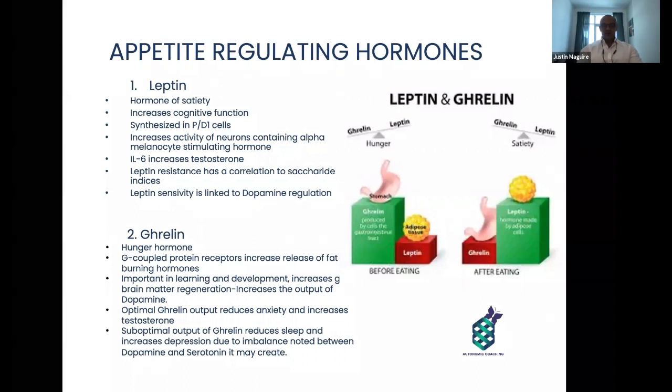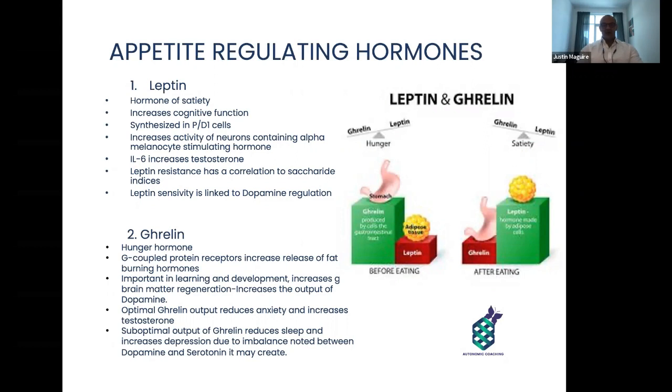Leptin resistance has a correlation to saccharide indices. Okay, so in other words, you have a greater quantity of glucose circulating in the system due to the fact that leptin plays a role in insulin activity. So with poorer leptin sensitivity, so too will come poor beta cell regulatory output of insulin.